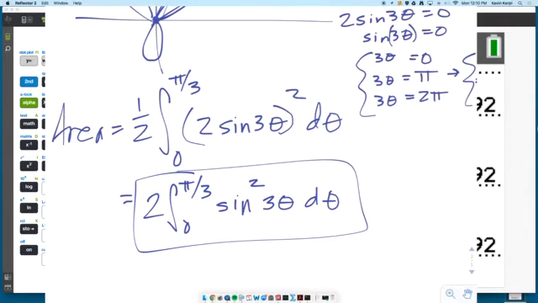On a non-calculator section, they realize what's involved in using the power reducing identity. So they might just ask which of the following gives you the integral for the area of one petal, and that would be your answer. If you had to go on and find it without a calculator, you would use the power reducing identity. But in this case, let's just go to the calculator.